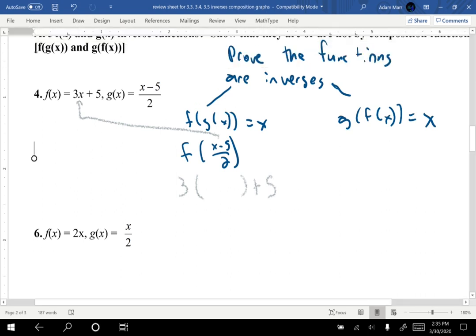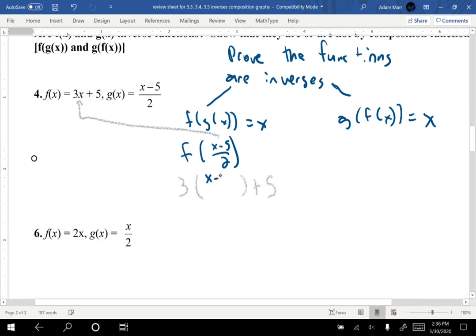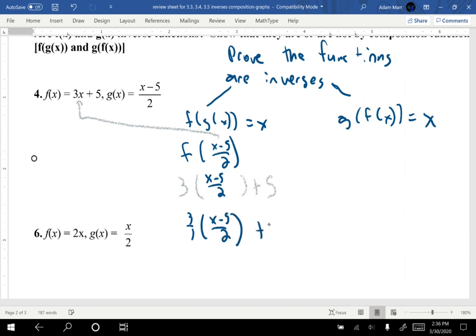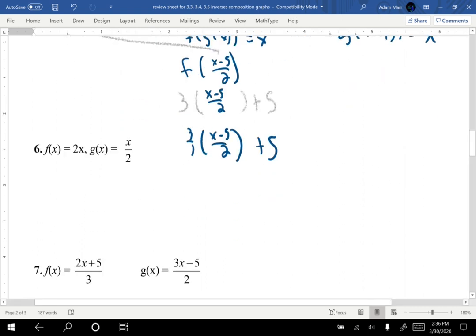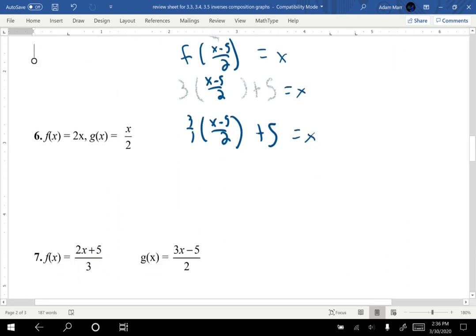No problem. Let's do it. What is that something? That is going to be 3 times x minus 5 over 2 plus 5. So it'll be 3 over 1 times x minus 5 over 2 plus 5. We want this all to equal x. We're trying to prove that it equals x. If it doesn't, then it's not an inverse and we can stop. So let's distribute. 3 times x is 3x, and 3 times negative 5 is negative 15.